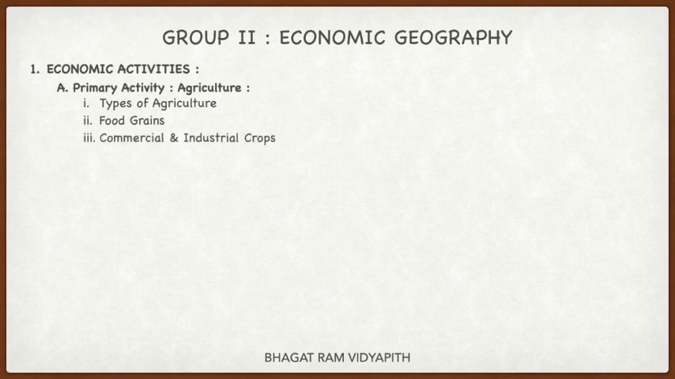Lastly, we have commercial and industrial crops, which will contain detailed discussion about coffee with reference to southern India, tea with reference to Sri Lanka, cotton with reference to Egypt and Pakistan, sugarcane and jute with reference to Bangladesh, oilseeds with reference to India, including groundnut and soya bean, and lastly coconut with reference to Sri Lanka again.